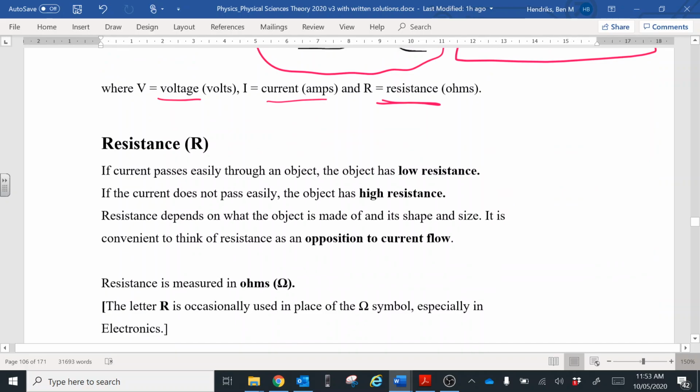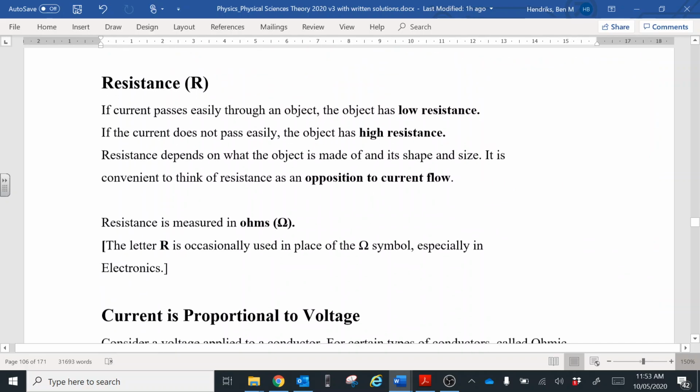Now, we haven't really spoken too much about resistance formally, so we'll just quickly read about what resistance is. If current passes easily through an object, the object has low resistance. If the current does not pass easily, the object has high resistance. The resistance depends on what the object is made of and its shape and size. It is convenient to think of resistance as in opposition to current flow.